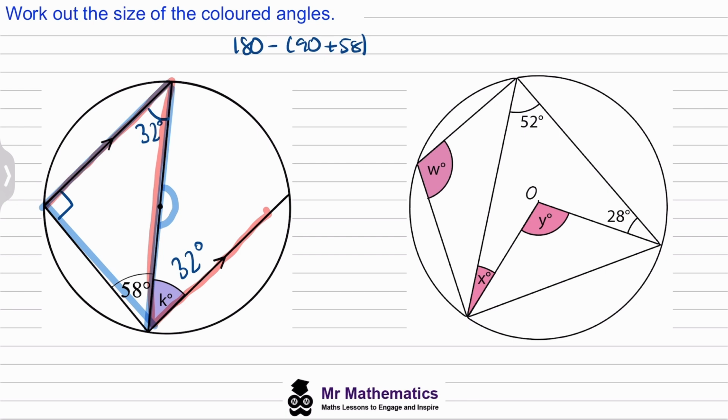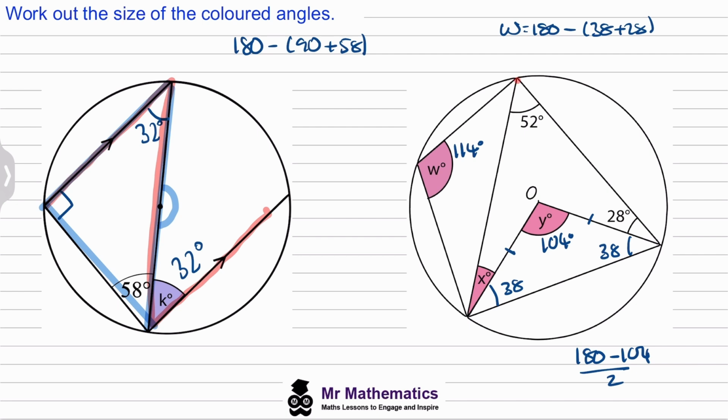For the next question, we can work out angle Y. This will be double the angle at the circumference. This will be 104. We have the two radii, so each of these angles will be the 180, take away the 104, divided by 2. So these will both be 38. And now we've got opposite angles in a cyclic quadrilateral. So angle W will be the 180 minus the 38 add the 28. So this is the 114.